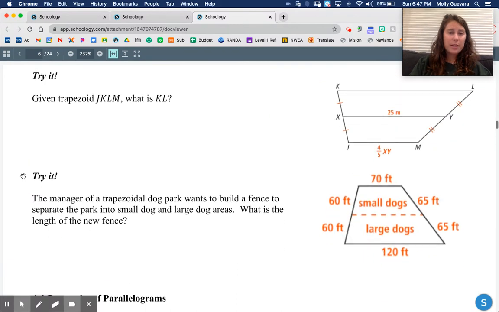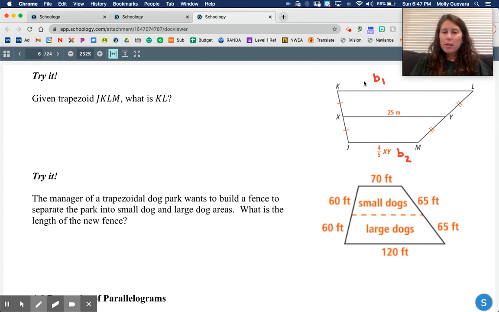Okay, so here I have trapezoid JKLM. What is the length of K to L? So that's what I'm curious about, right? So I'm going to call this one B1, I'm going to call this one B2. But again, it doesn't matter, you could have switched that up, okay?